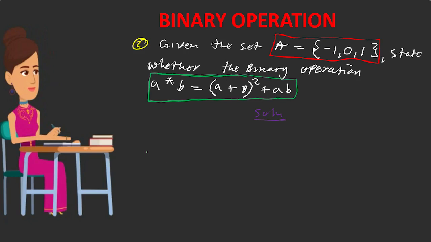So since we are trying to state if this is a binary operation, whether the binary operation exists or not, I forgot to put the words exists or not. In this particular case, your goal should be on the formula and also on the set.